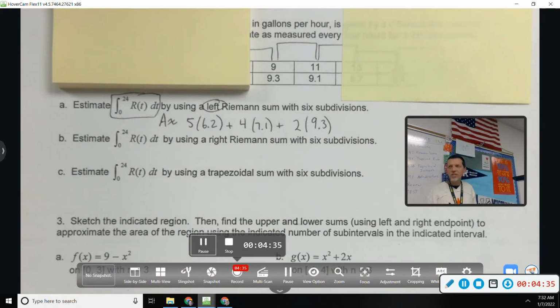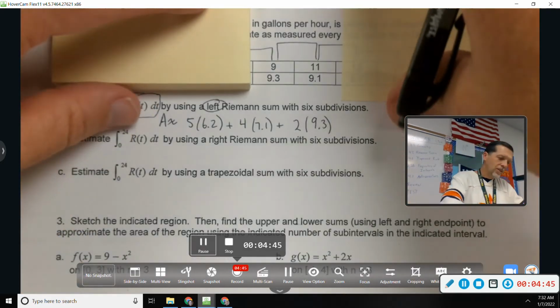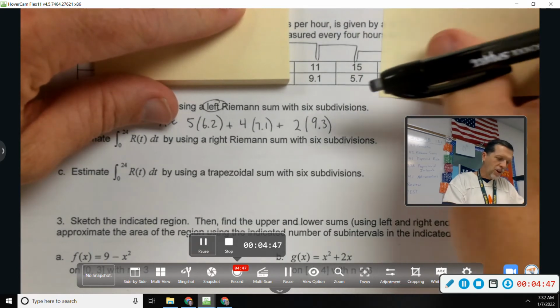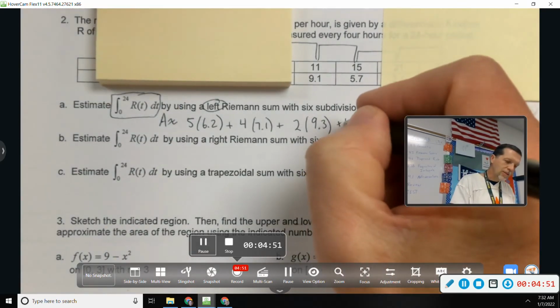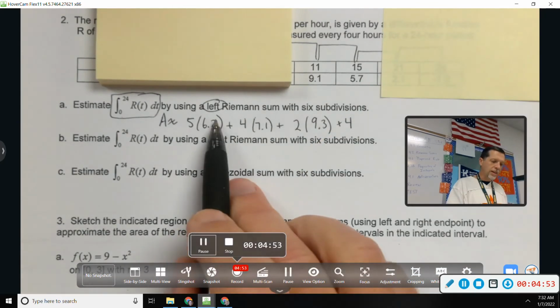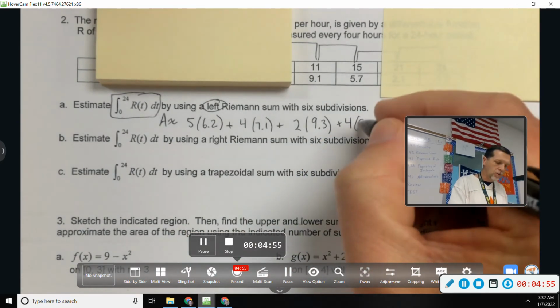And maybe it's overkill to put the post-it notes on there and cover it up, but that's what your brain is doing. If you don't have the post-it notes, you have to look rectangle by rectangle. So, there's no shame in using that. It really helps you focus. Okay, from 11 to 15, well, that's 4 wide. And if I want the left Riemann sum, then I'm going to use 9.1.